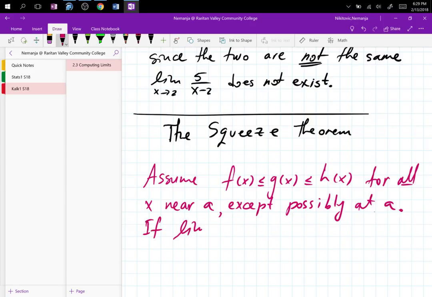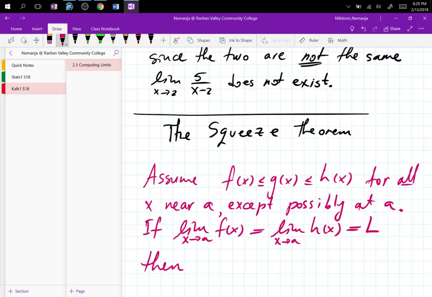If the limit as x goes to a of f of x is the same as the limit as x goes to a of h of x, equal to some finite value L, then the limit of g of x, which is sandwiched in between, will be that value L.